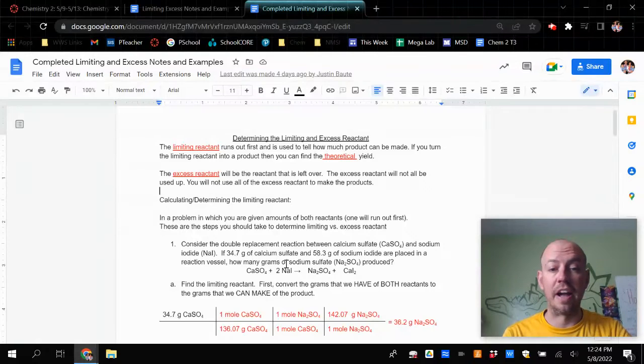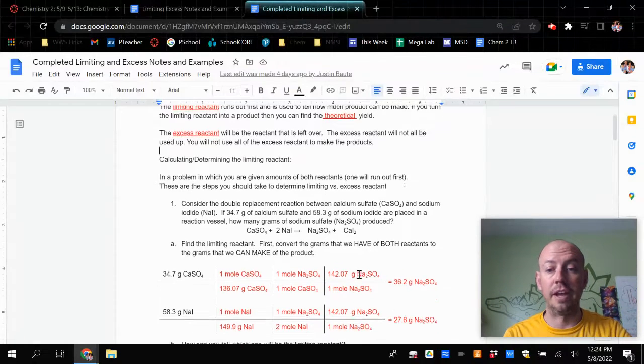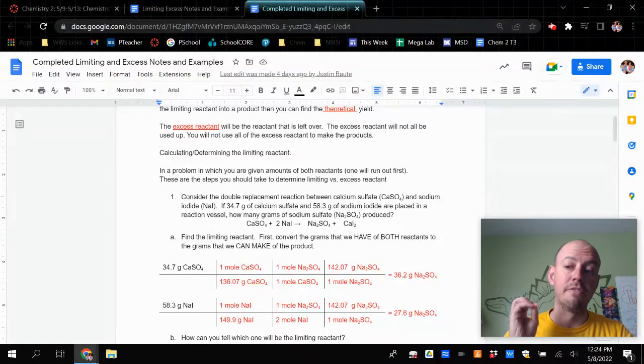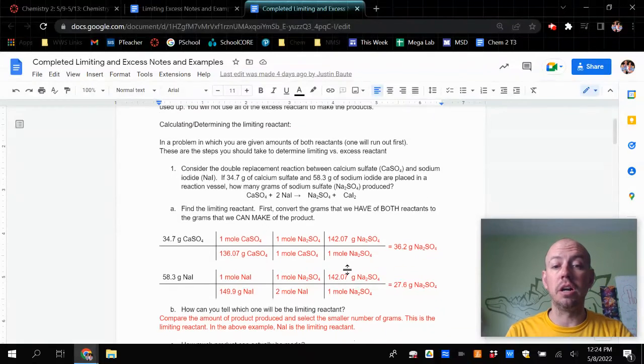This time we're trying to find out about grams of sodium sulfate. So when I did this, grams to moles, moles to moles, moles to grams, grams to moles, moles to moles, moles to grams. Molar mass, mole ratio, molar mass. You have to show all of that. We are still using NUF, number unit formula, in each step. So we are thinking about how much could we make.